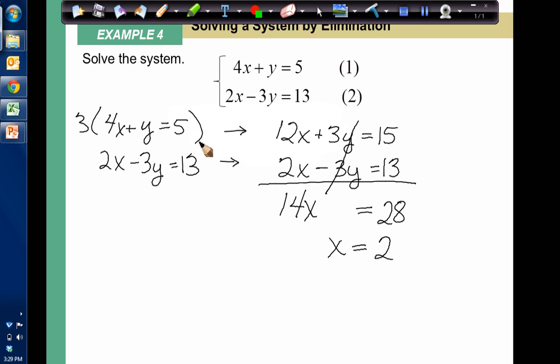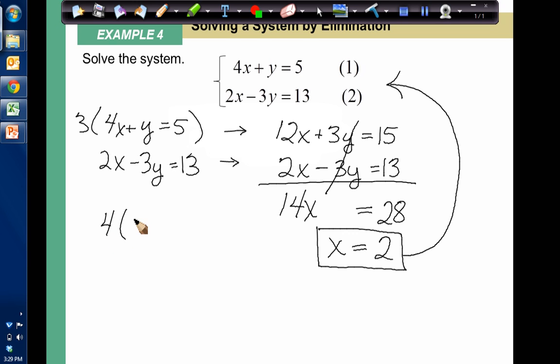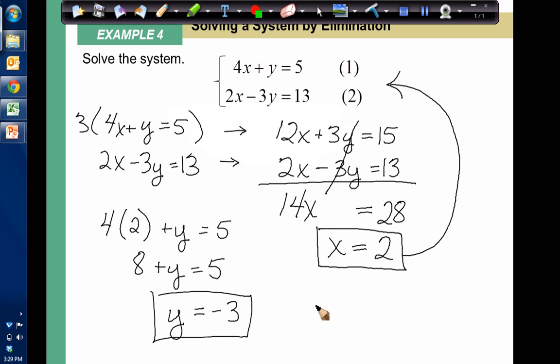You're going to have to practice a little bit getting used to looking for the right numbers to multiply each equation so that you will have something, either the x's or the y's, eliminated. Now, we're halfway there. We have our x, but we're not completely there. We need to plug our x into either one of the two equations to find y. I'm going to plug it into the first equation. 4 times 2 plus y equals 5. So we have 8 plus y equals 5. Subtract 8 from both sides. y equals negative 3. So now we're done, or we can write our answer as an ordered pair. Great.